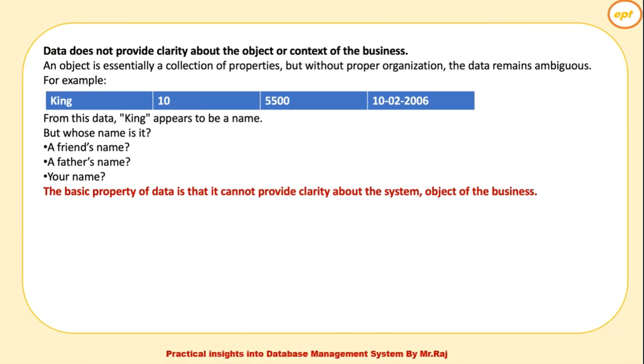Context to context it will change, but let us assume system means here a software product or a software application. Now you understood that data doesn't give any clarity about the system or object of the business. Now what is the solution for this? How do you handle this kind of situation? How do you think business organizations handle these kinds of challenges? What is the solution? Tell me.